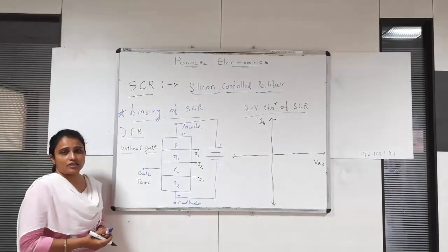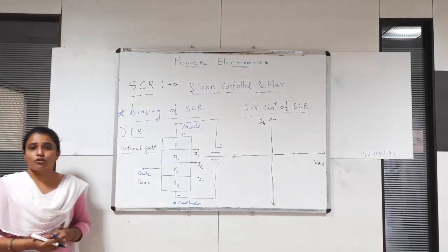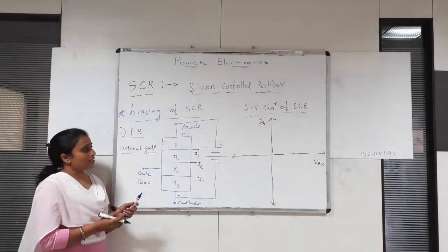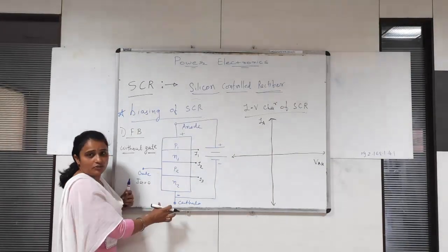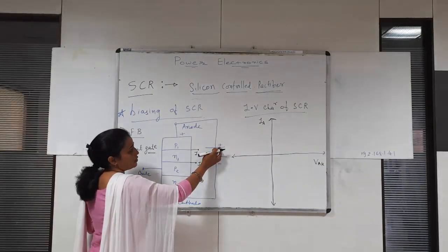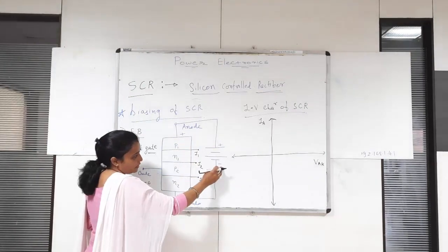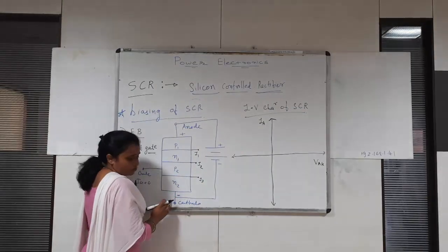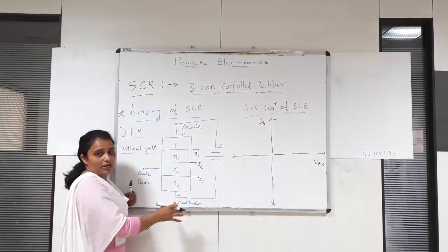Now the next topic is biasing of SCR. As we know, we have to apply biasing to the SCR. So first we will understand how SCR operates in forward bias. This is the structure of the SCR and the forward bias is connected. That means the positive terminal of the battery is connected to the anode, and the negative terminal of the battery or cell is connected to the cathode of this structure. So this is the forward biasing.